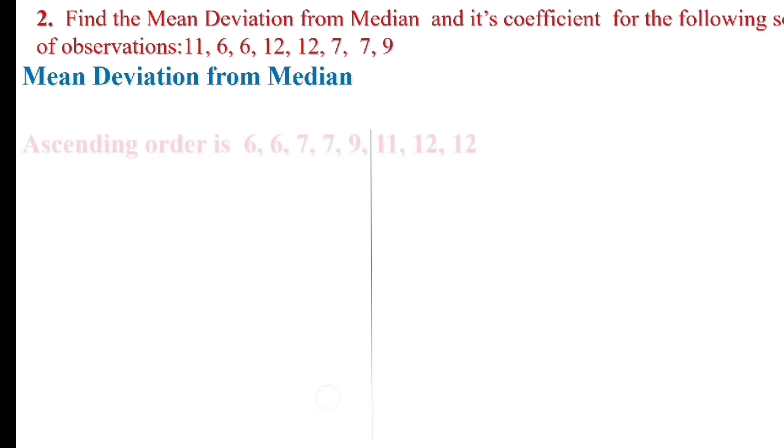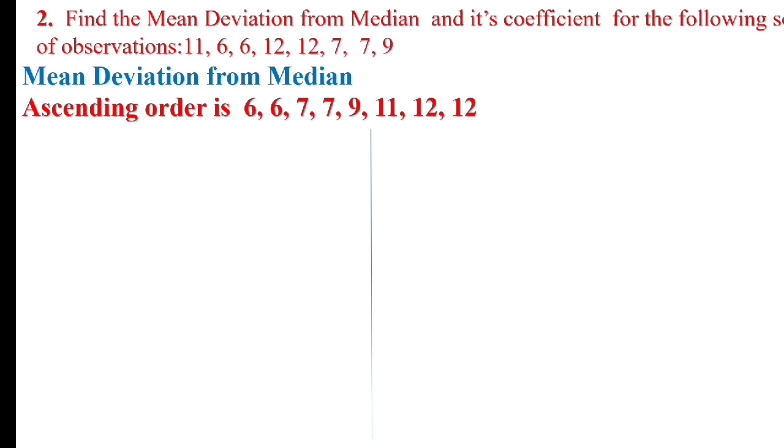Next one is the mean deviation from median and its coefficient. The given values are 11, 6, 6, 12, 12, 7, 7, 9. So for this one we need to find out mean deviation from median. We know very well that we need to find the ascending order because we are applying median. Whenever median comes, we need to first write the given values in ascending order. Similarly, in quartile deviation also we have done the same concept.